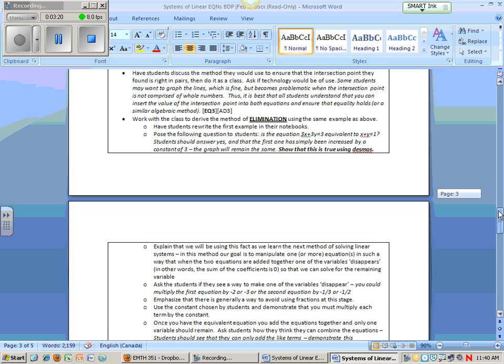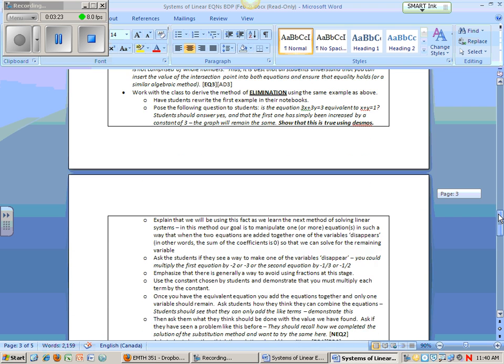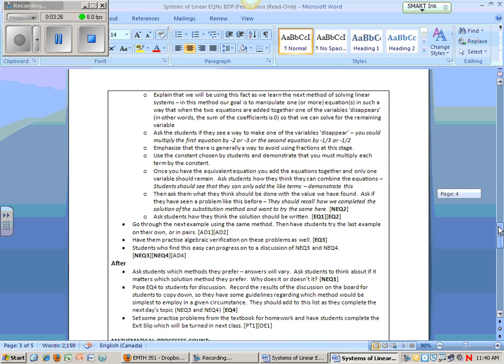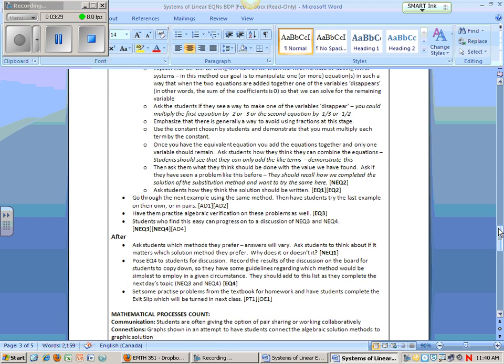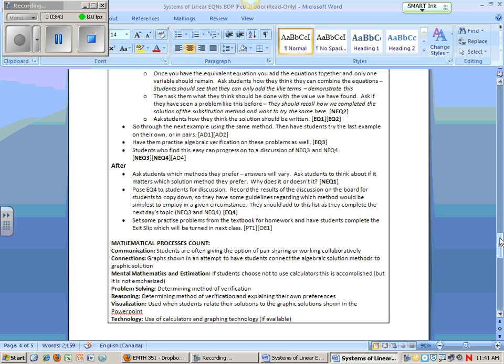Then I did the exact same thing with the elimination method: going through one example as a class, then having them do the other examples in pairs, or individually if they preferred. We did the exact same examples in each one so that they could see that both methods work equally well. After that, I asked students what method they prefer, and we talked about essential question 4, which methods would be useful when and why. Then we recorded the results so students have something to reference, and set some practice problems for them to do.